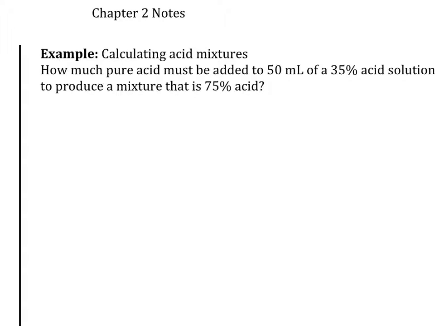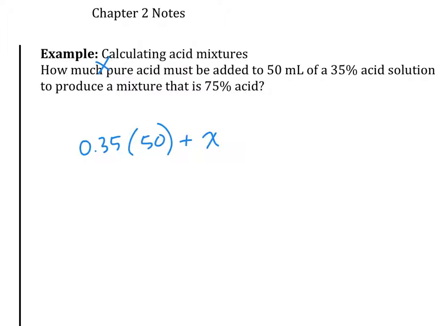So basically, pure acid, that means 100% acid. You need to add to something that has 35% acid so that you end up with something that's 75% acid. The question is how much? Okay, how much pure acid? That's going to be x. You're going to add to something that is 35% of a 50 milliliter mixture, you're going to add something that is 100%, so then it's just x, because 100% is 1.